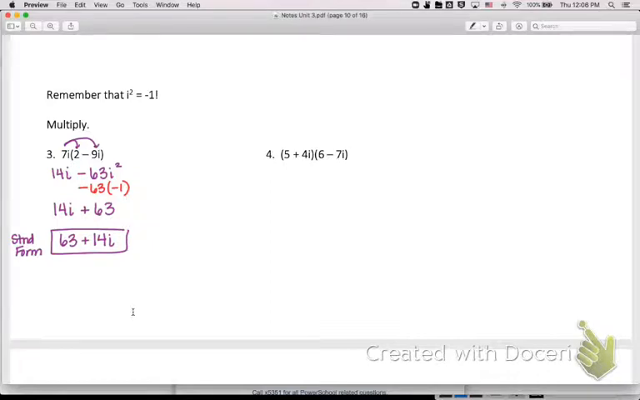All right, number 4, we can use the idea of FOIL here just the same way. So 5 times 6 is going to give us 30.